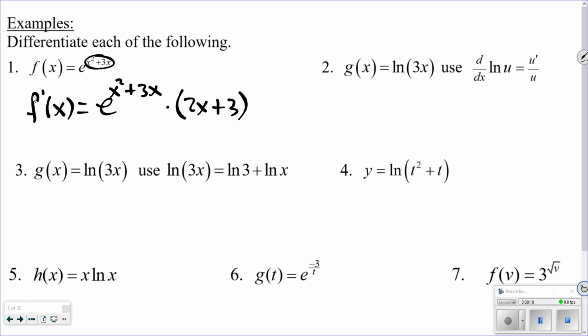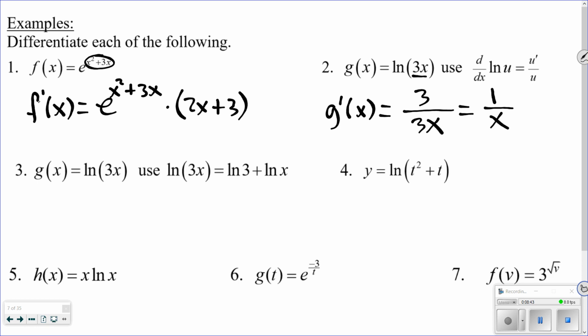For number 2, it says g of x equals the ln of 3x. Just use the derivative of ln u equals u prime over u. Okay, so let's do that. So our rule, if you've got a function inside of the ln, that goes on the bottom, and the derivative of 3x goes on the top. You can actually simplify that, right? The 3 and the 3 simplify. You can simplify it down to be 1 over x.